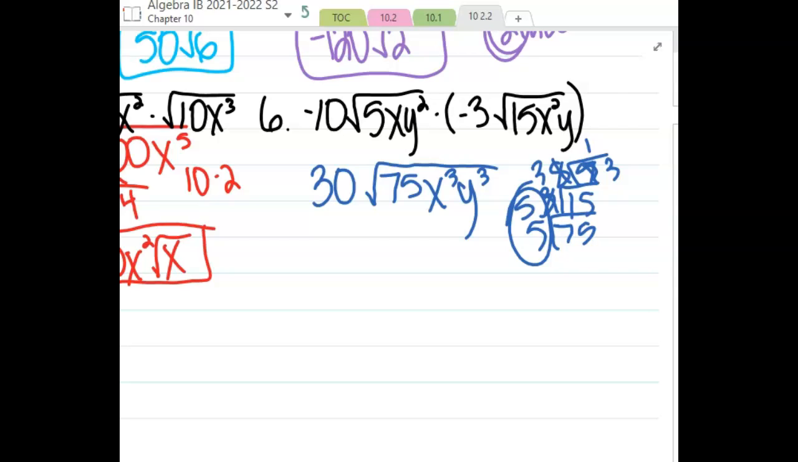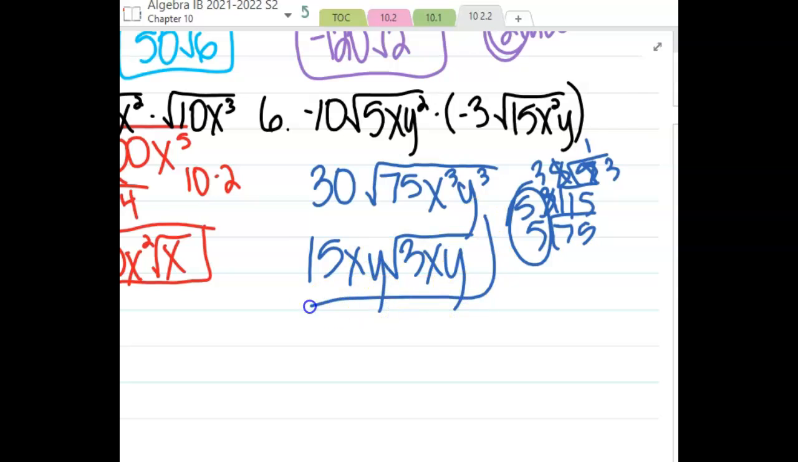So you have a pair of 5s times 30. So 30 times 5 gives me 150. I'm going to leave a little gap there for my variables. What's left on the inside number-wise? 3. Now I have x cubed. How many pairs? 1 pair. And since it's an odd number, you're going to have that one lonely x left on the inside. And the same thing happens with the y. So 150xy square roots of 3xy.